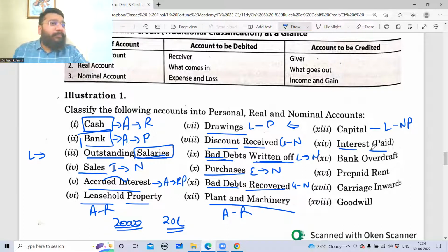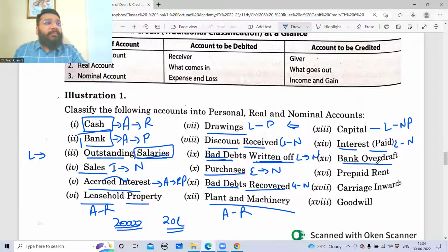Interest paid. Expense. Paid means you thought cash is going out. See, interest paid has two accounts: interest, which is an expense, and cash going out. So here they are focusing on interest. When will interest be paid? If it is my expense, I will pay, no? If anything is my income, I will not pay. Only upon expense do you pay. So interest paid is an expense. The flavor is expense, and the rule is nominal account.